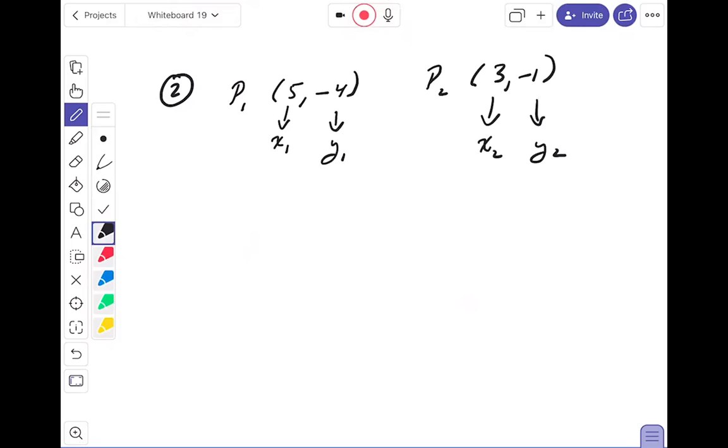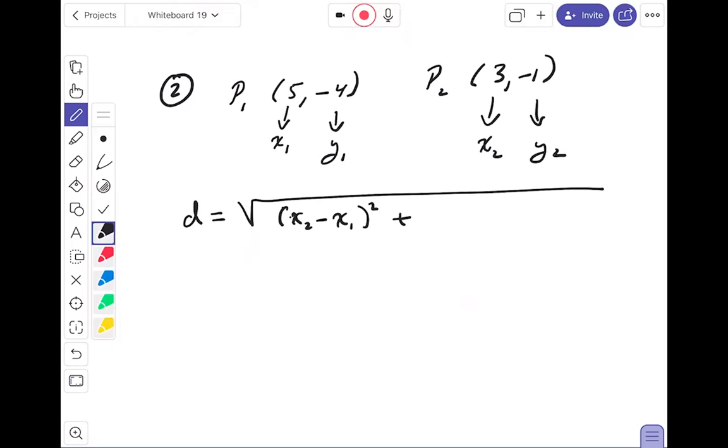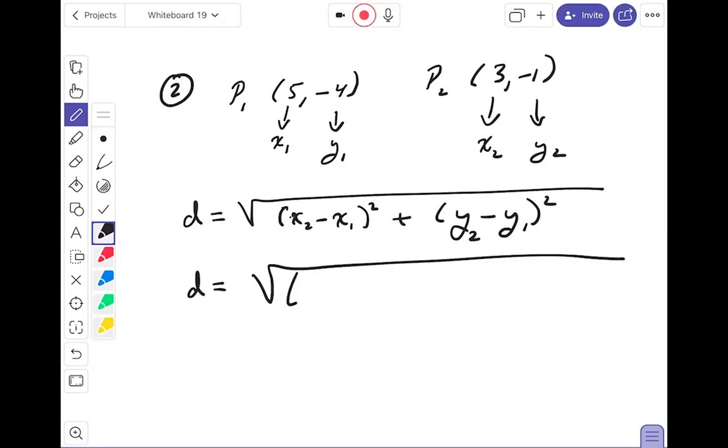Well, what's the formula? Distance is going to be the square root of x2 minus x1 squared plus y2 minus y1 squared. Yes, you need to know the formula. It's basically the Pythagorean theorem. Let's write this down. What's x2? 3. Minus, what's x1? 5. We'll do the arithmetic later. What's y2? Minus 1. And what's y1? Minus 4. So minus minus 4 is plus 4. Let's keep going through it.